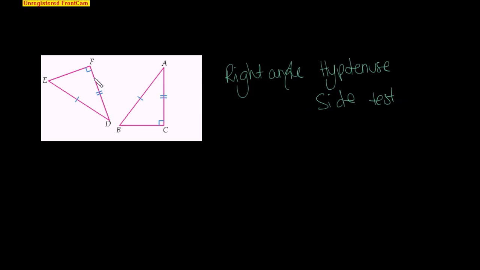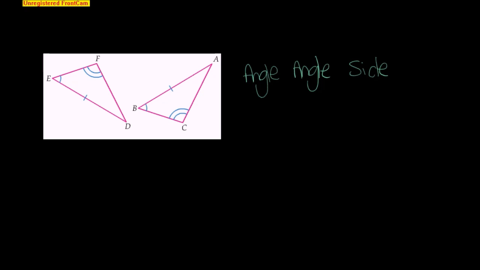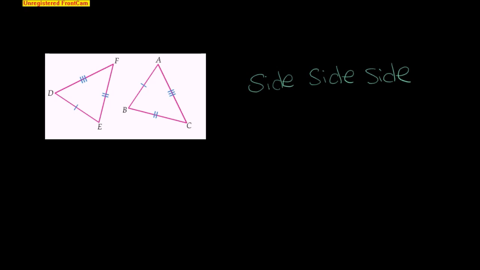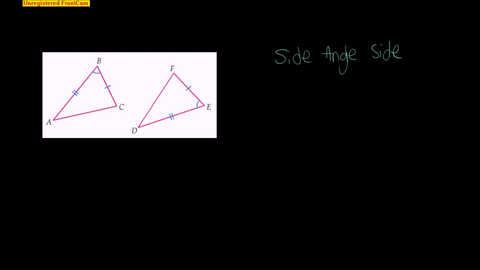Okay. So let's have a look at how you can pick which test to use when you've got a pair of triangles. Okay, so we've got the right angle hypotenuse side test. We've got the angle side test because we've got two angles and one matching side in this pair of triangles. We can use the side test for this pair because we're given all three pairs of matching sides. And this one we've got the side angle side because we've got two pairs of matching sides in each triangle and the included angle. Okay, so it's important that it's the angle in between the two sides.